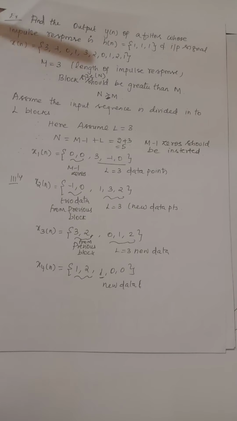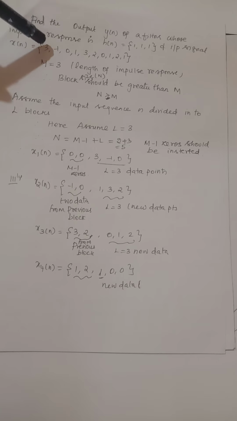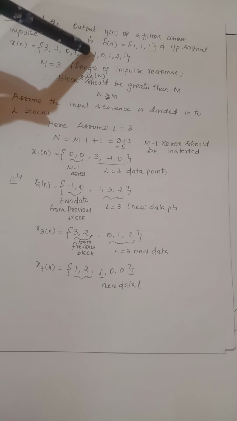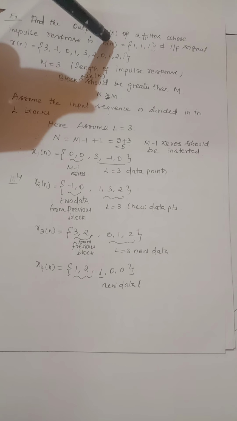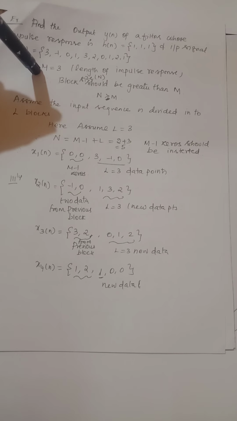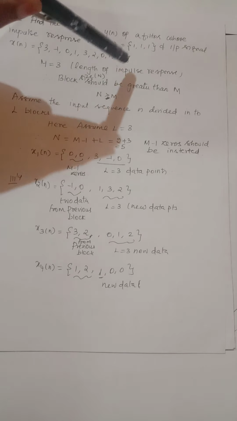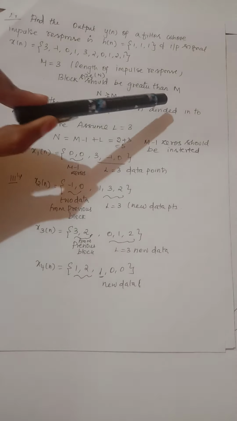Now I will explain this overlap save method using one problem, so that you are able to understand it. Consider this is x of n. How many samples do I have here? 1, 2, 3, 4, 5, 6, 10 samples. The length of the impulse response is 3, so M should be 3, and the block size N should be greater than M.